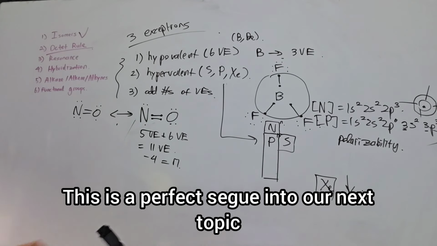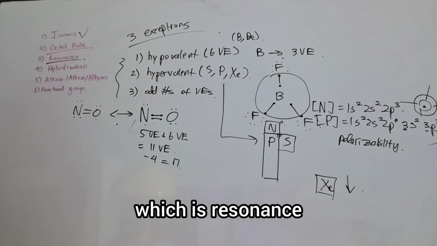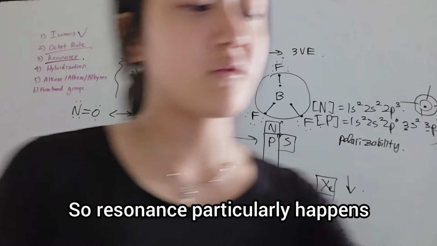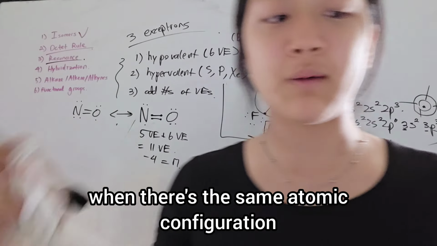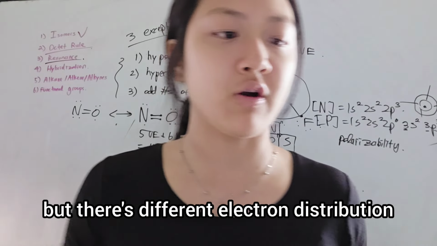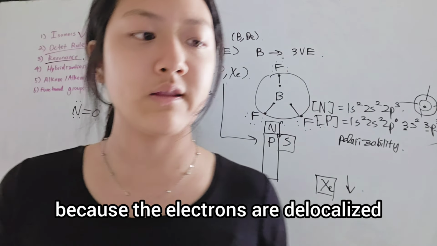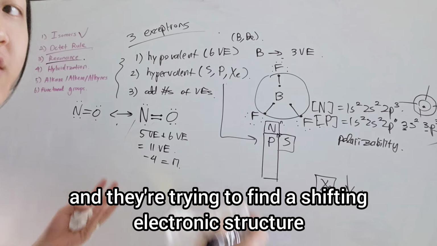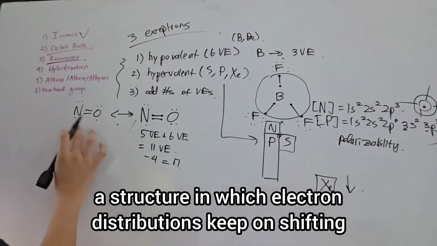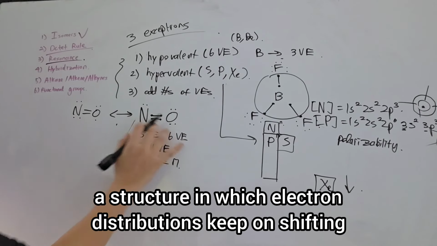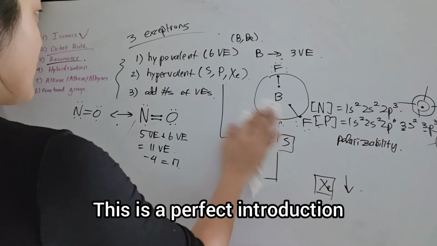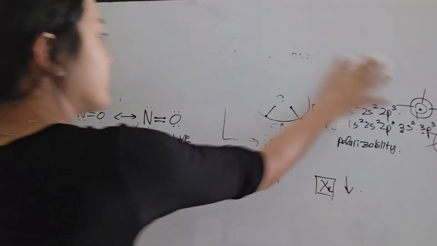This is a perfect segue into our next topic, which is resonance. Resonance particularly happens when there's the same atomic configuration, but different electron distribution. And resonance occurs because the electrons are delocalized, and they're trying to find a shifting electronic structure, a structure in which electron distributions keep on shifting. And this is a perfect introduction to resonance.